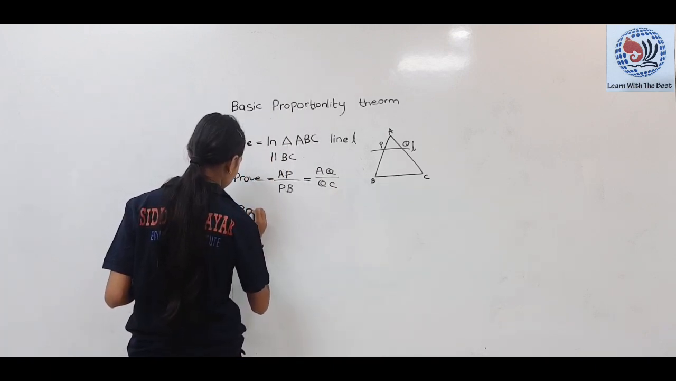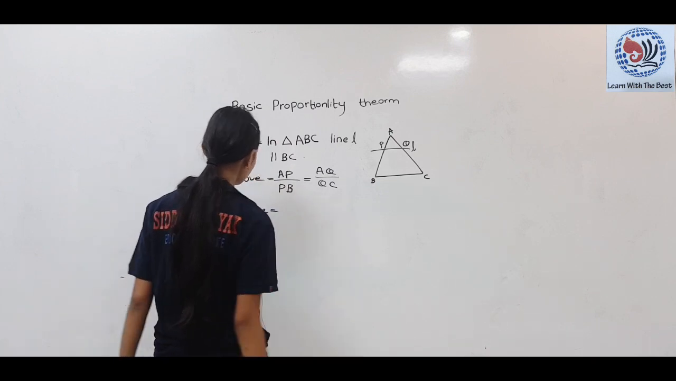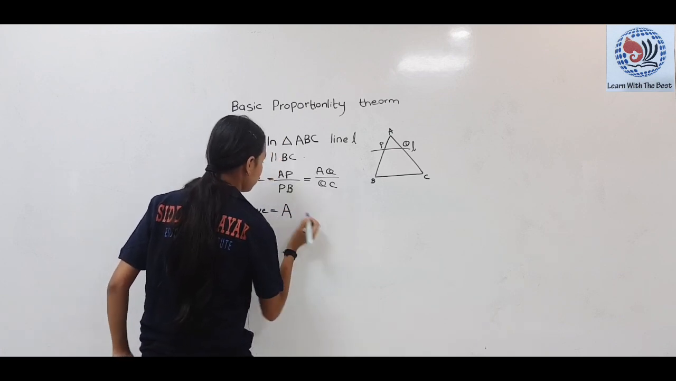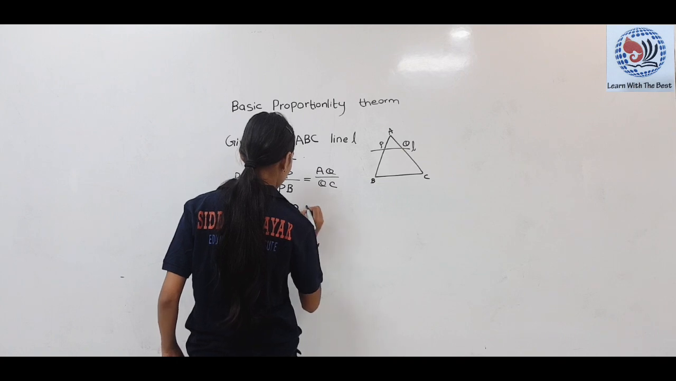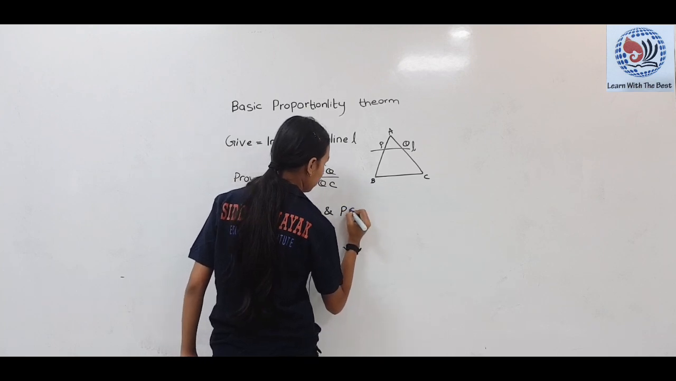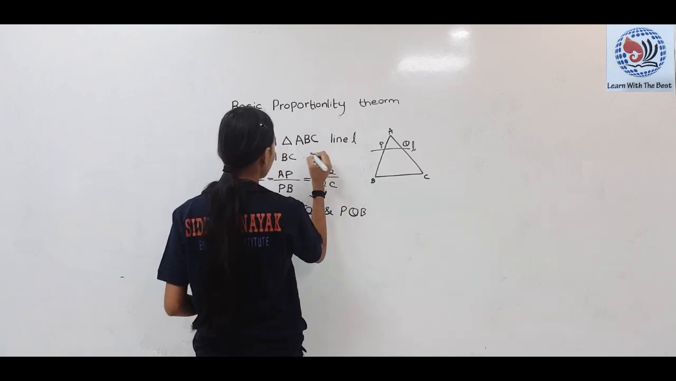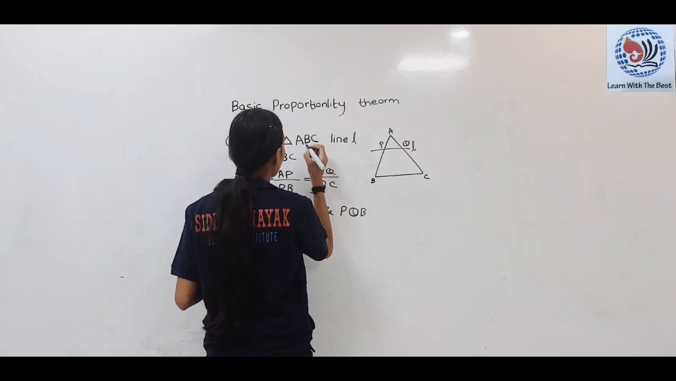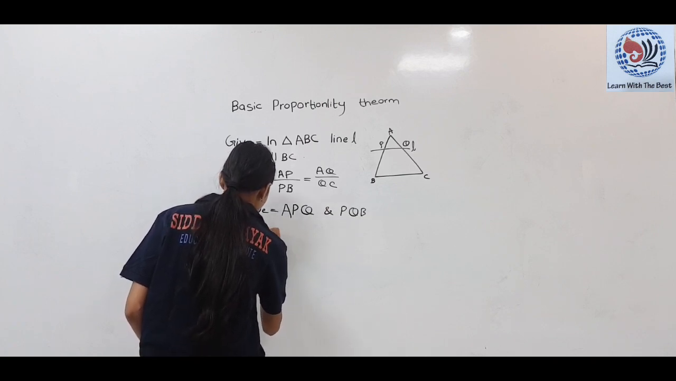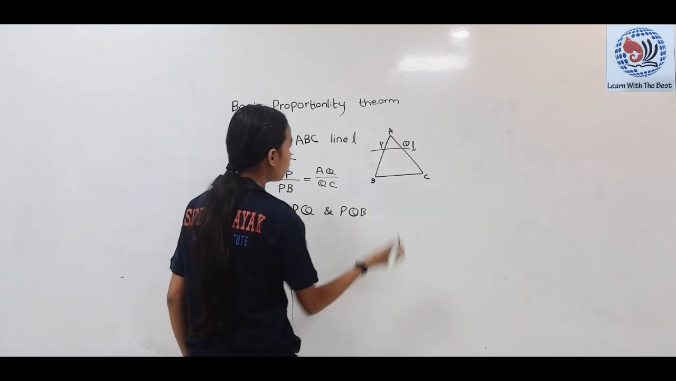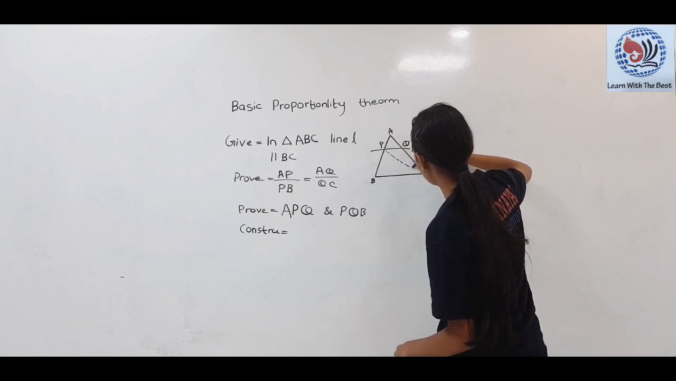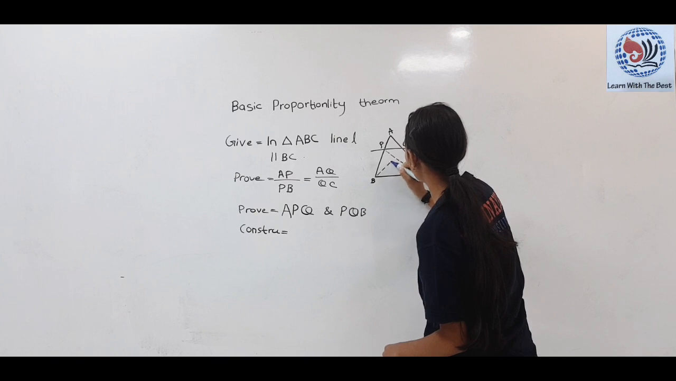So first of all, write triangle APQ and PQB. Also, construction. So we have to construct PC and PQ.